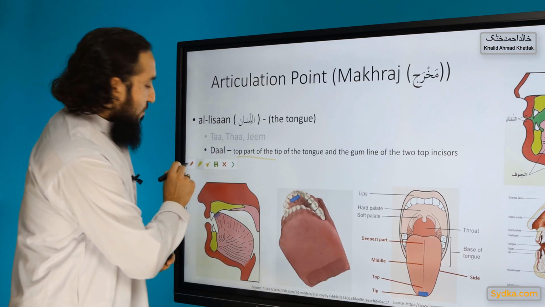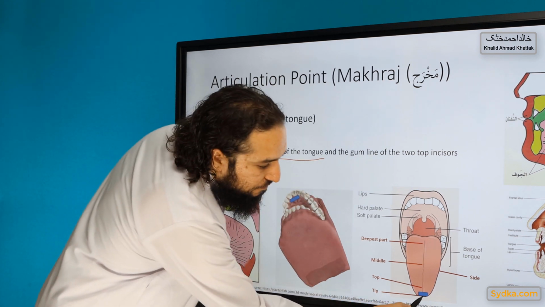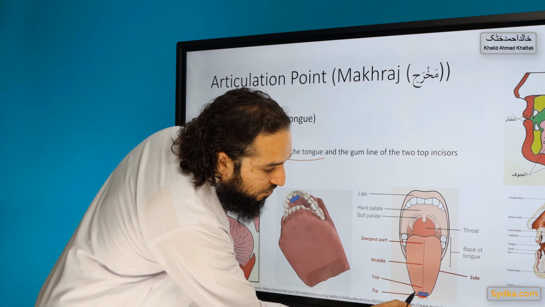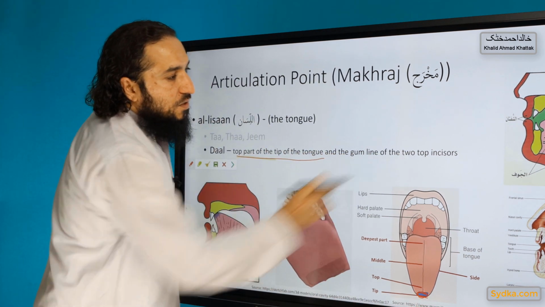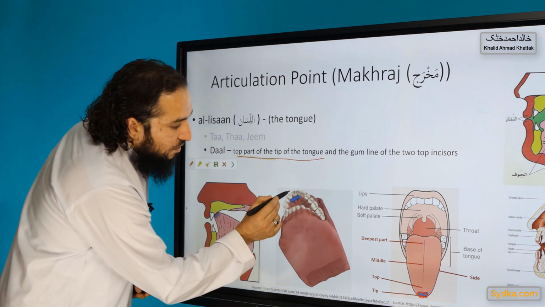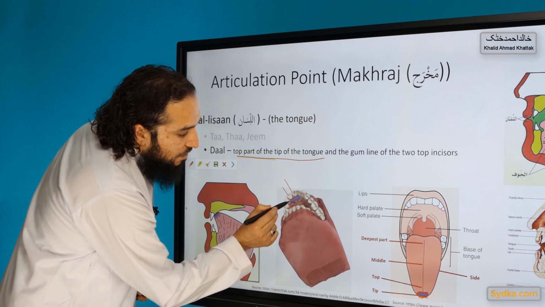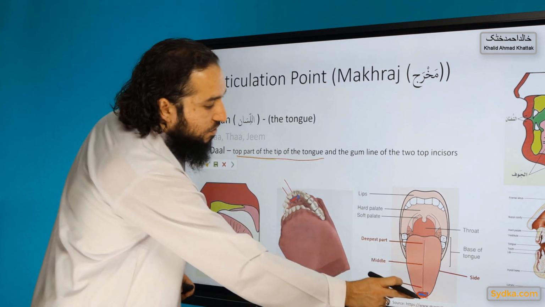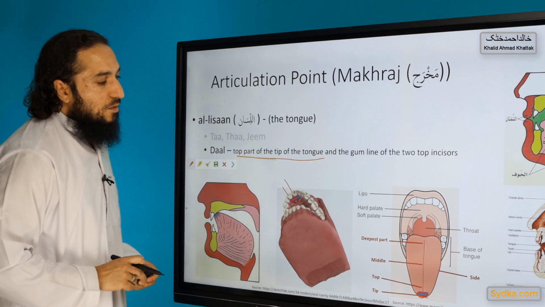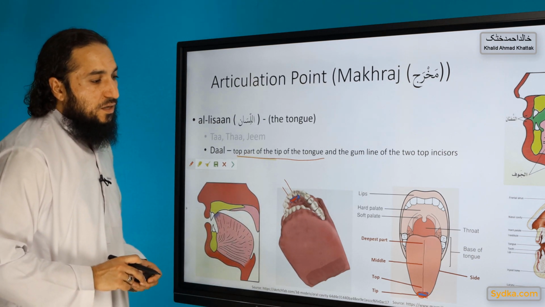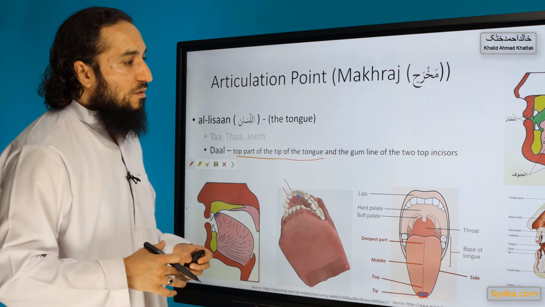Top part of the tip of the tongue. So if this is the tip and this is the top part of the tip, and it says the gum line of the two top incisors. So this is 1, 2, we have two incisors and this is the gum line. So the top part of the tip of the tongue and the gum lines of the top two incisors, when we're pronouncing Daal, that's where the sound comes from.